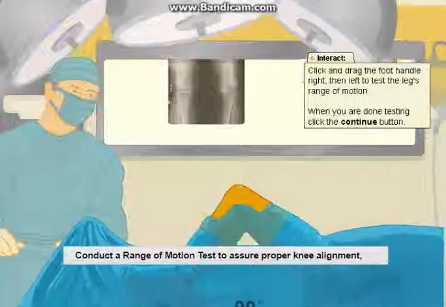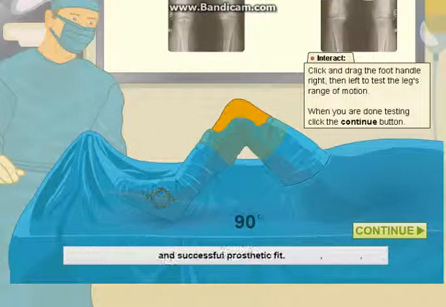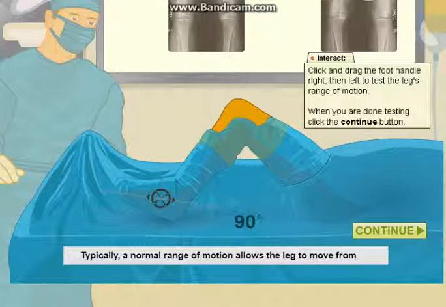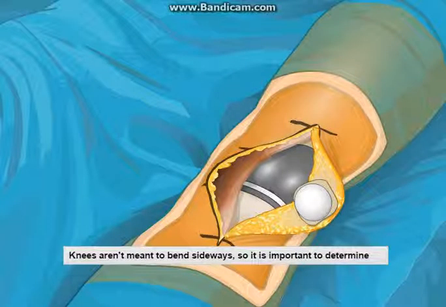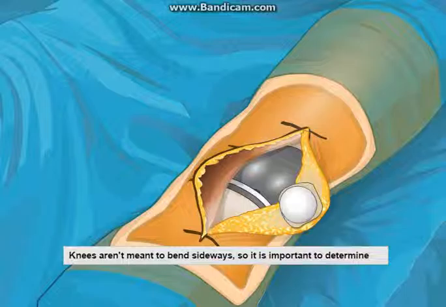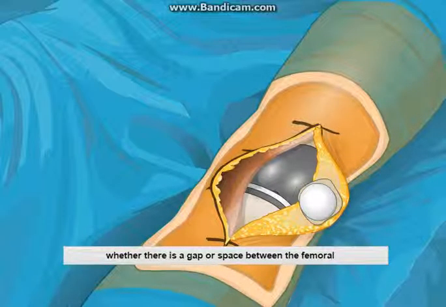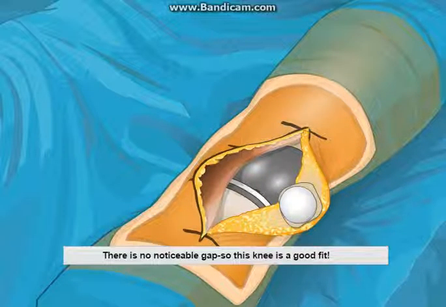Conduct a range of motion tests to assure proper knee alignment and successful prosthetic fit. Typically, a normal range of motion allows the leg to move. Knees aren't meant to bend sideways, so it's important to determine whether there is a gap or space between the femoral and tibial components. There's no noticeable gap, so this knee is a good fit.